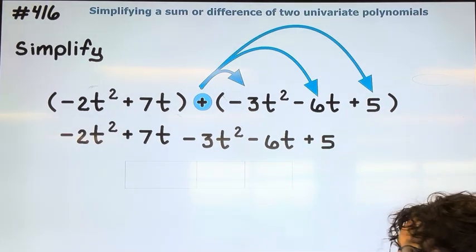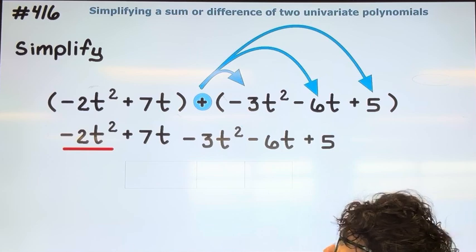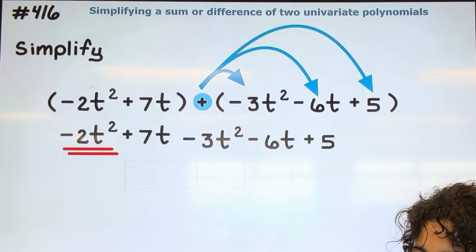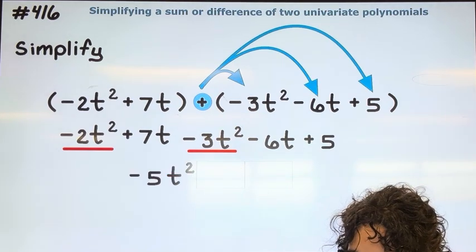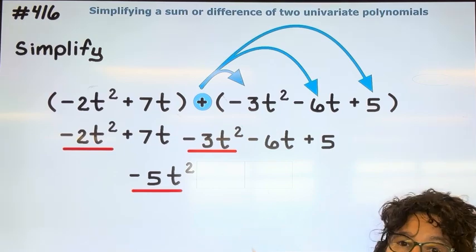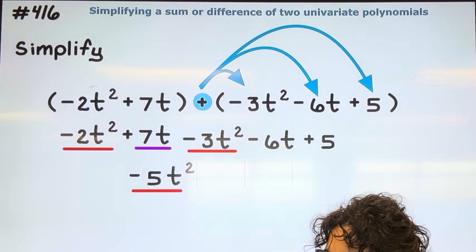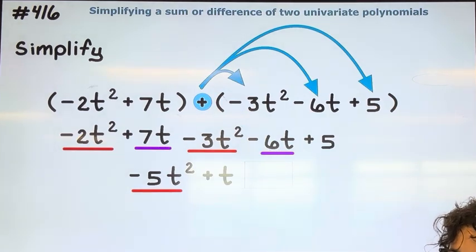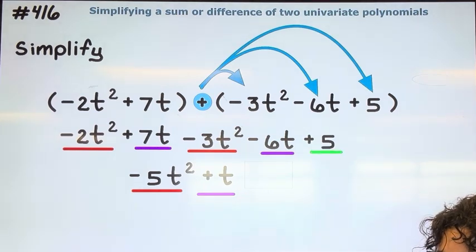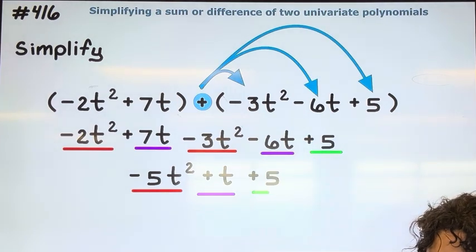Now I do have a little bit of simplifying I can do, combining some like terms. So let's start off with the t squareds. There's negative 2t squareds and there's negative 3t squareds, which makes a total of negative 5t squareds. Okay, moving on to the t's, we have 7t minus 6t's. So if I have 7t's minus 6t's, I end up with 1t. So I have a plus 1t here, plus t. And then the 5 on the end, we don't have any like terms with 5. There's no just plain numbers here. So I'm going to bring down the 5.